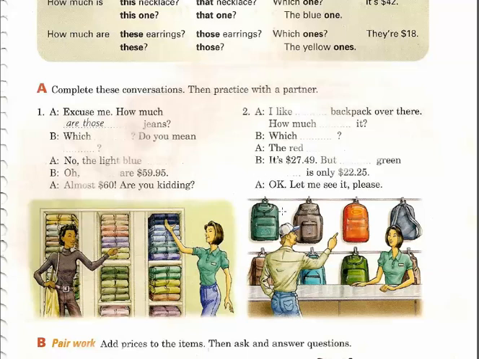Okay, on the second page here, we have a customer and a salesperson. I like backpack over there. So he said over there, so we should say, I like that backpack over there. How much is it? Which one? The red one. It's $27.49. But this green one is only $22.25. Okay, let me see it, please.